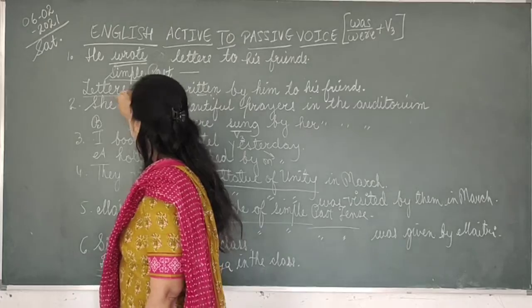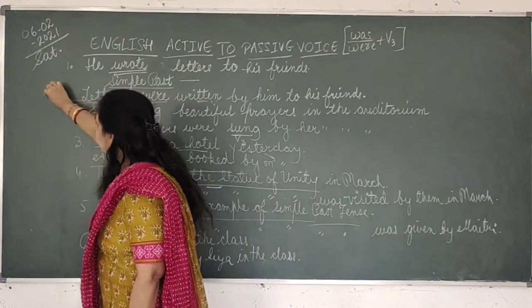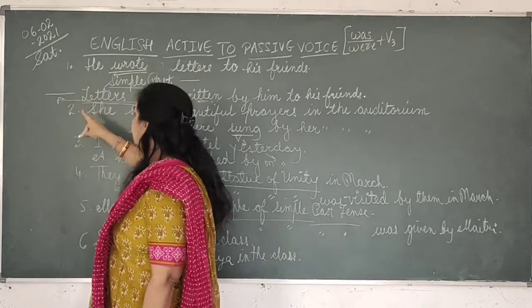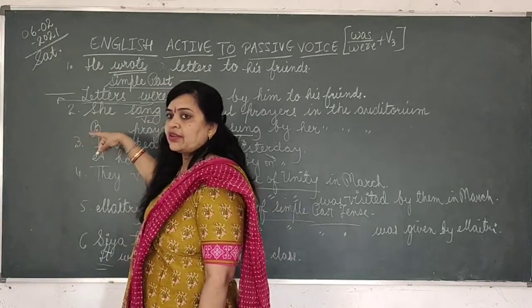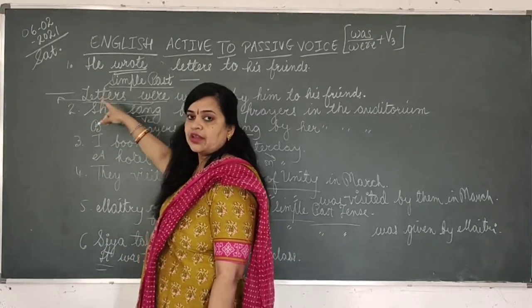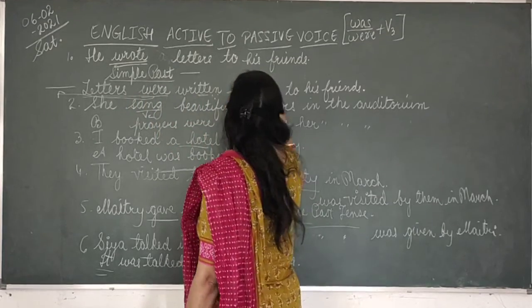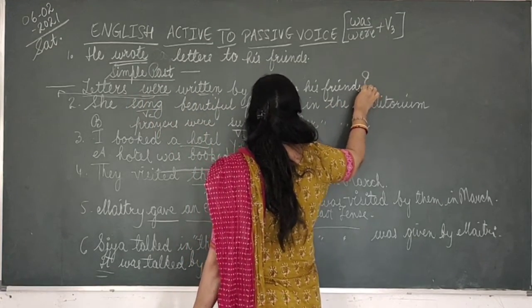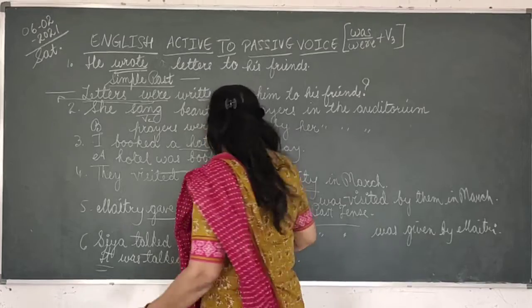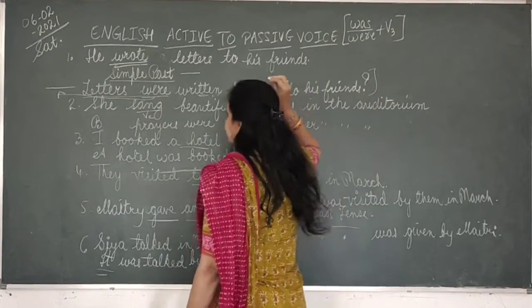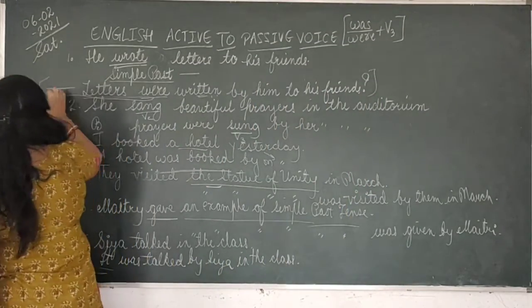Verb will come in the first place. We have to make it a question. That is the interrogative. So, verb will come to the first place. Verb, letters written by him to his friends? Question mark. So, it will become now.